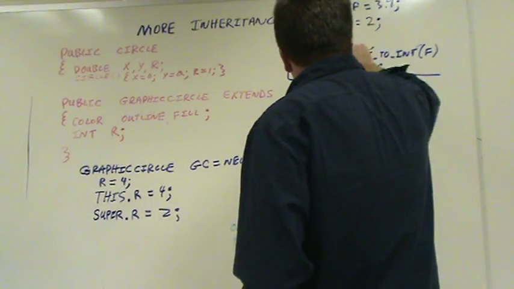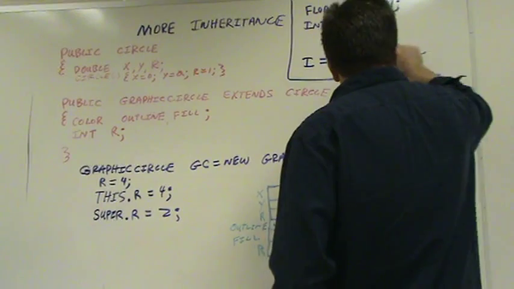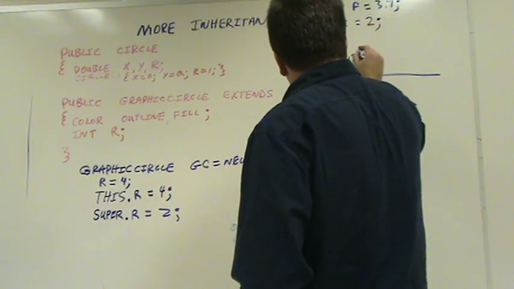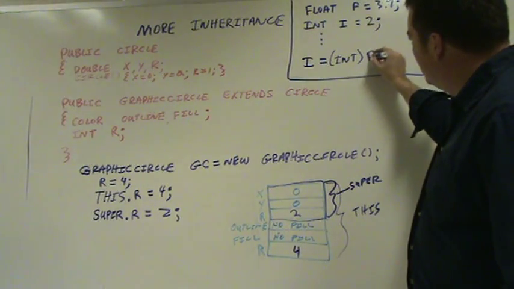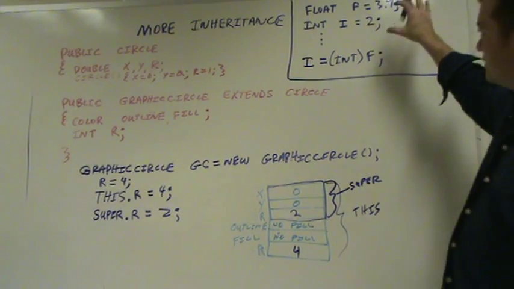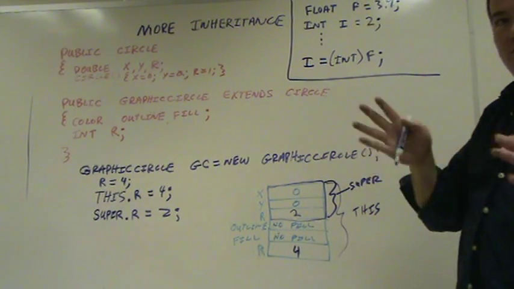So the shorthand is this one. You just write the type in parentheses that you would like to convert it into, and it gets converted. Okay, so this is just called casting, where you change the type from one to another.